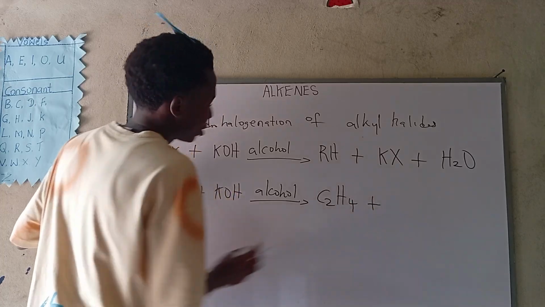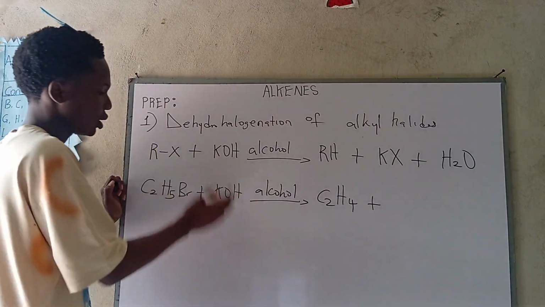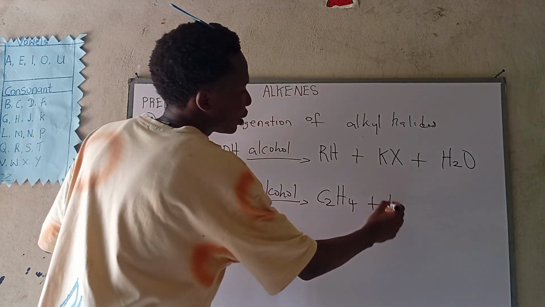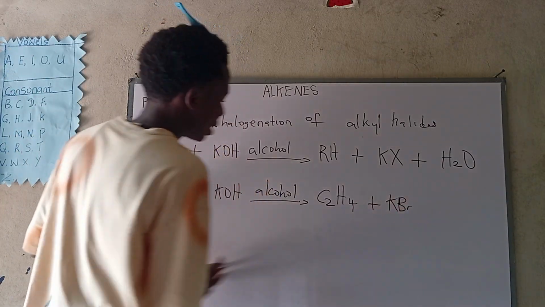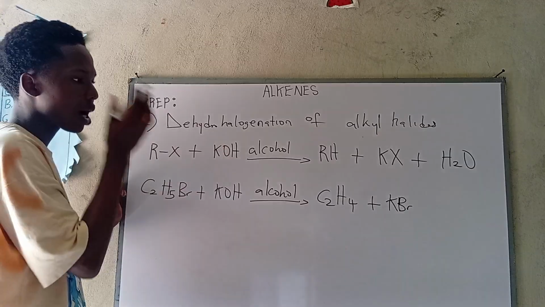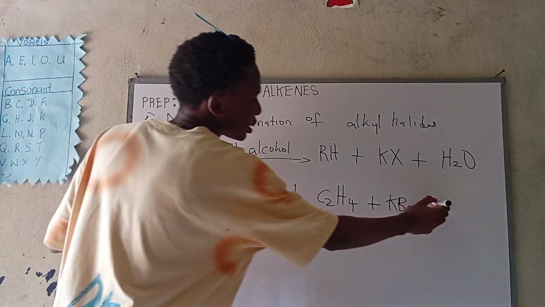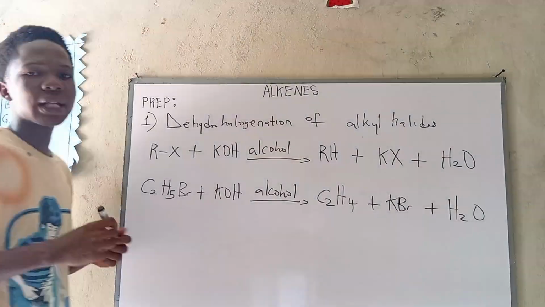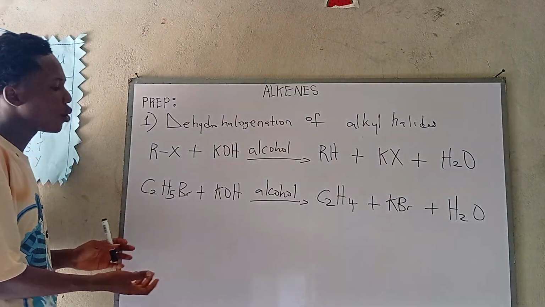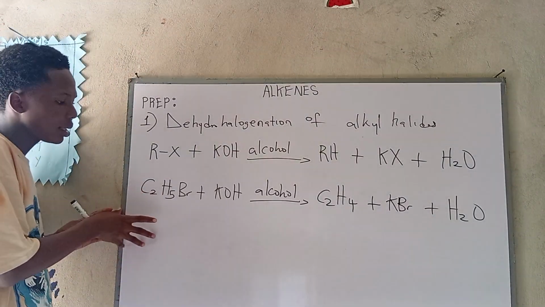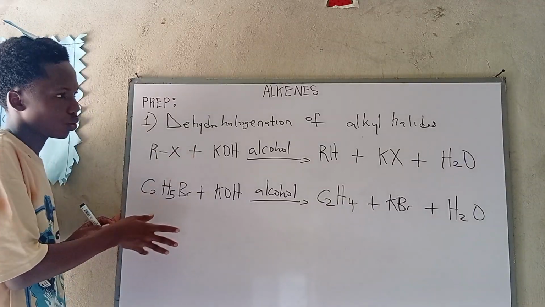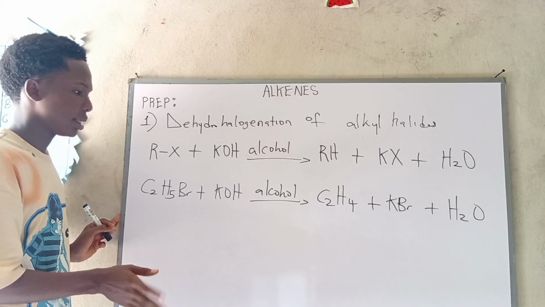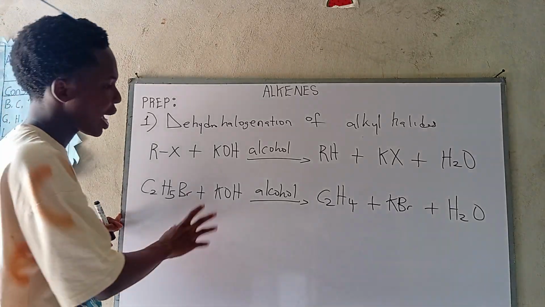Now, what will happen? This part will come here and the other part will go there. So we are going to have potassium bromide. After getting our potassium bromide, what next? Water will be displaced. So from the look of things, any corresponding alkyl halide we use is going to give us a corresponding alkene. You get? So it's as easy as this.